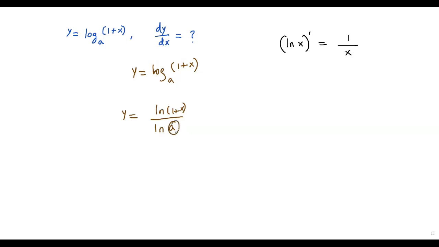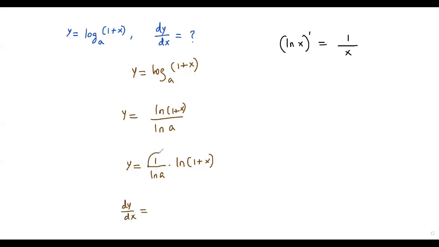Actually, a is a constant. So when a is a constant, this complete term ln a has to be considered as a constant. Since ln a is a constant, it can be written separately. So when I write this separately, it will be 1 over ln a times ln of 1 plus x. Okay, now I can find the derivative of this function with respect to x. So when I find the derivative of y with respect to x, it is dy over dx.